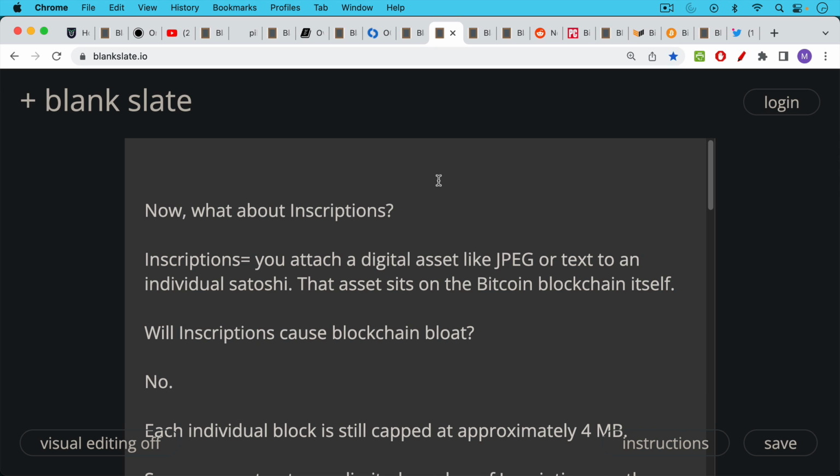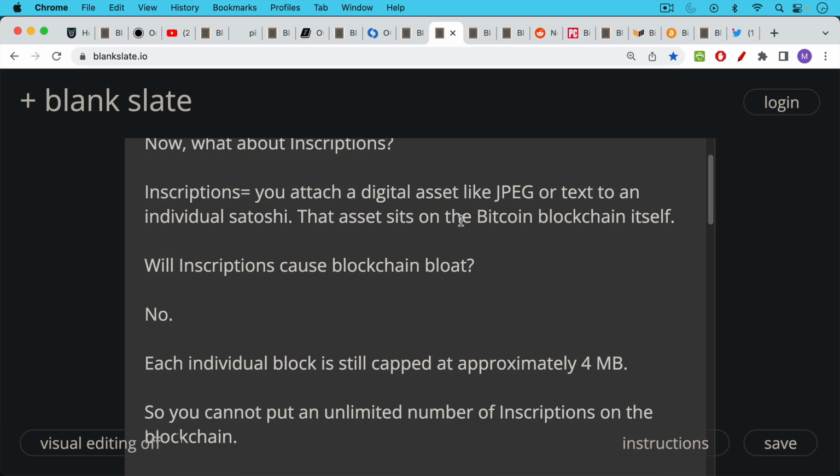So it's not like some Ethereum NFTs where it's just a link to an external cloud server that contains the actual file. I know Ethereum does have NFTs on chain as well that are part of the smart contracts, but these inscriptions are very special. They're on the Bitcoin blockchain itself. And so this leads to a lot of questions. Will inscriptions cause blockchain bloat?